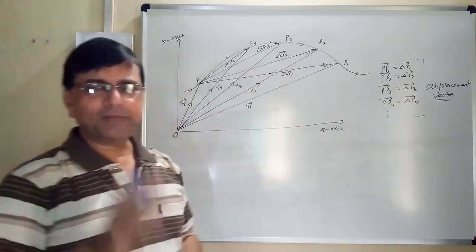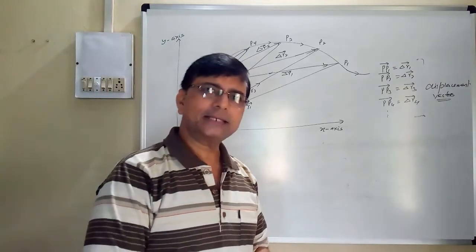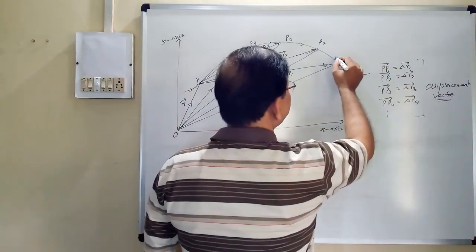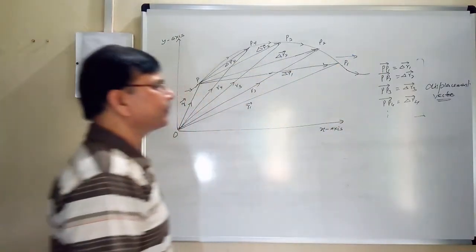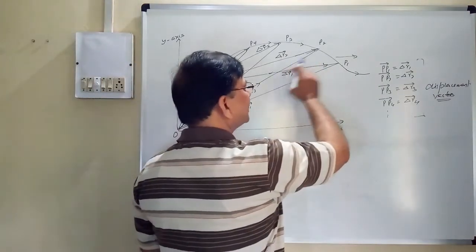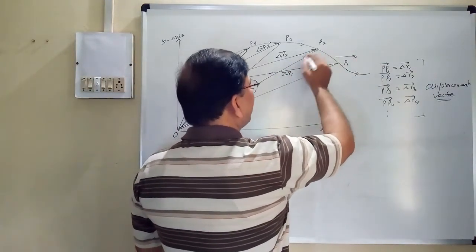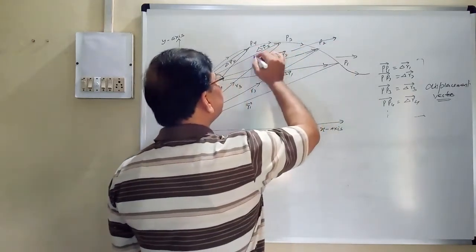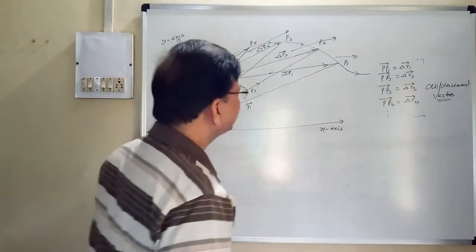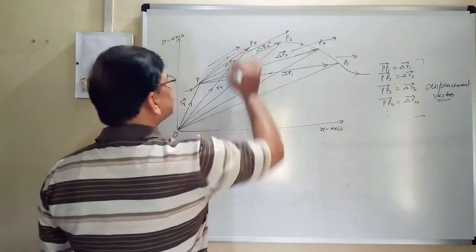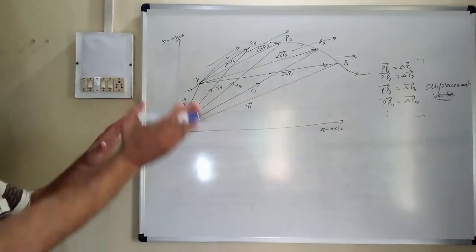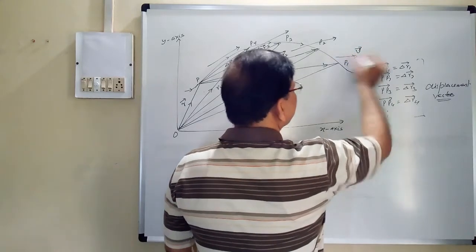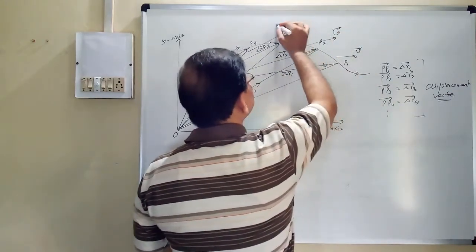And we know the velocity of the object is along the displacement vector. So the direction of velocity is this, parallel to r1. Direction of velocity is parallel to r1. And for P2, this is the direction of velocity. For P3, this is the direction of velocity. For P4, this is the direction of velocity. Means the direction is changing. These are velocity vectors. This is the velocity vector.